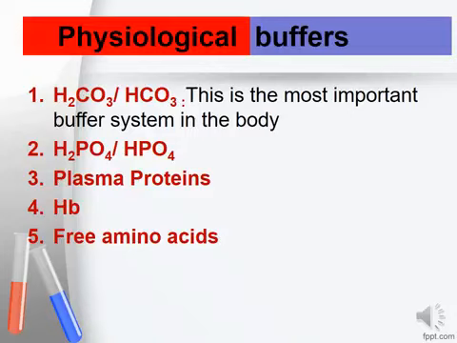Again, what are the physiological buffers in our body? I have phosphoric acid and phosphate, carbonic acid and bicarbonate, which is the most important one. I have plasma protein, I have hemoglobin, and I have free amino acid.